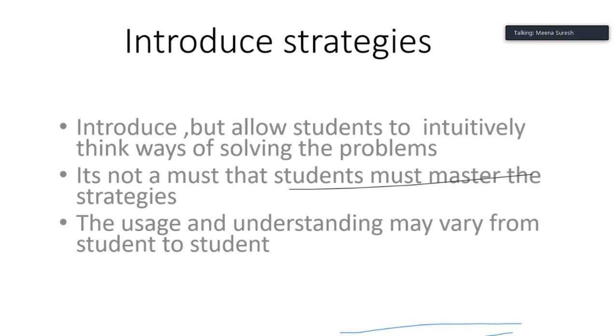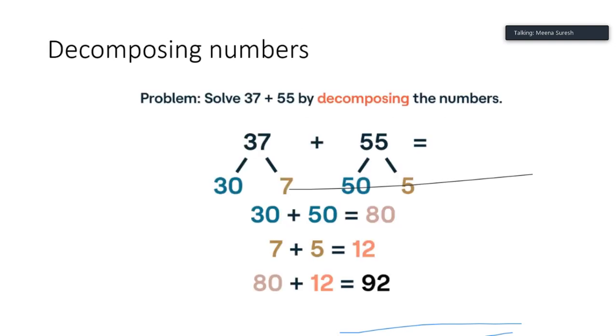If the child is not able to get any strategy, lead him. Give them leading questions like, think if you can just add the tens together and then put it as hundreds. The use of manipulatives, what question you are going to ask, varies from child to child. This is one of the first strategies.